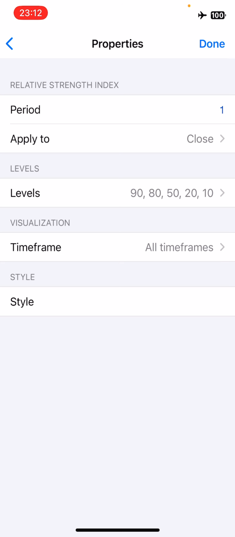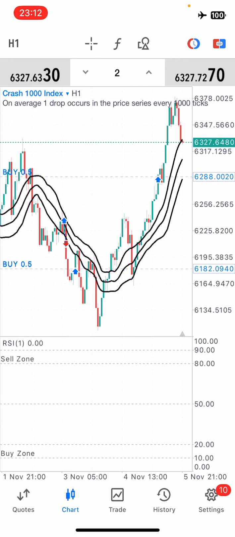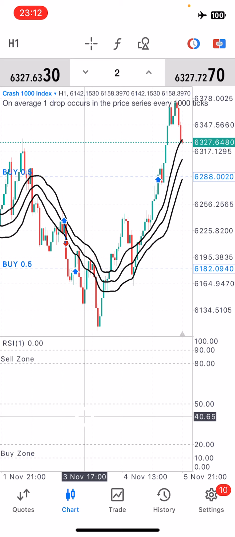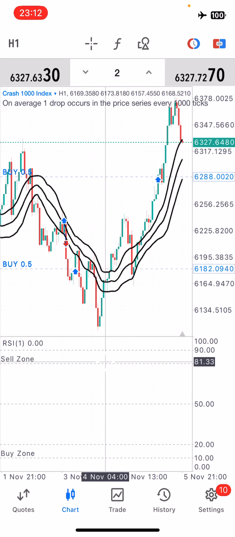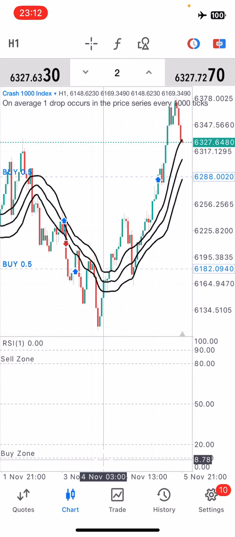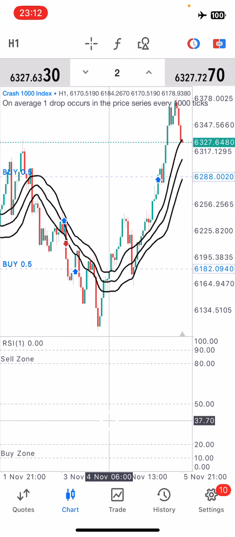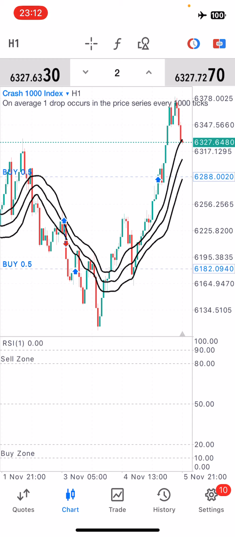Okay, so once you're done, you're going to click done, and as you can see, what first shows up on your charts are just these two levels: the sell zone, the buy zone, and the neutral zone, which is our level 50 right here. So this is to show that you have correctly followed the procedure.